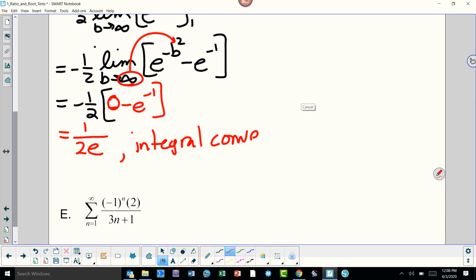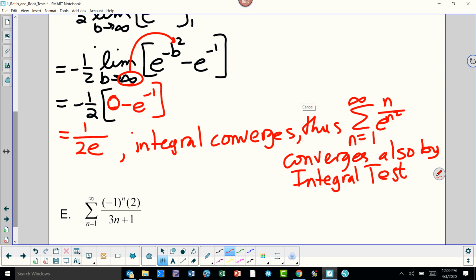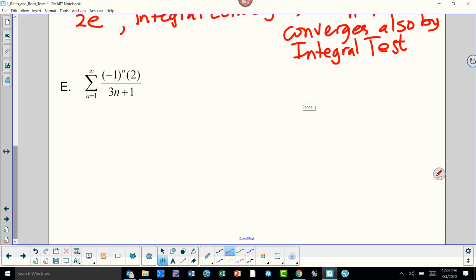And since the integral converges, thus the series n over e to the n squared converges also. Because remember, they do the same thing, okay, by the integral test. Okay, the integral test is definitely not my favorite, but sometimes you have to use it because it's definitely longer than some of them.